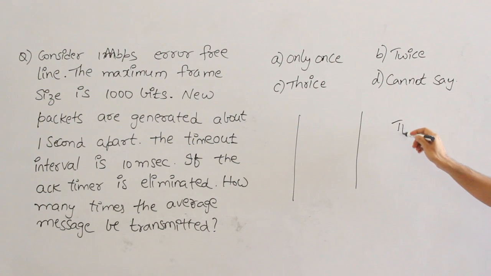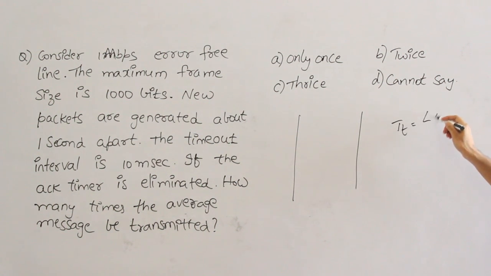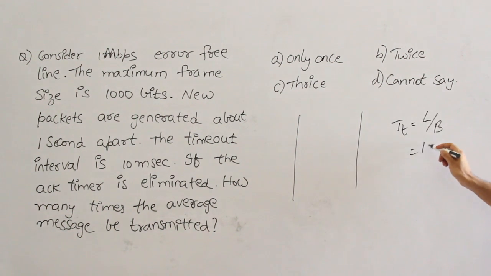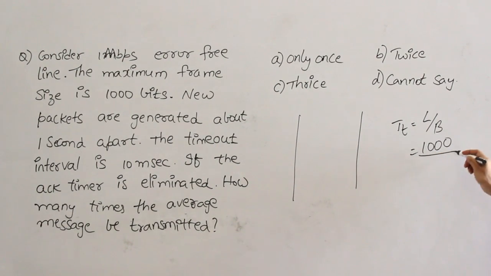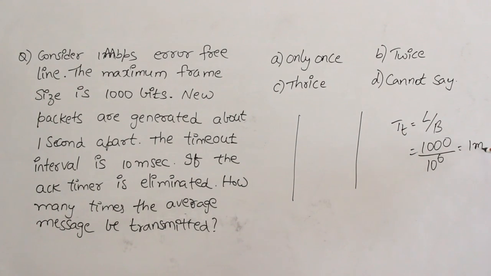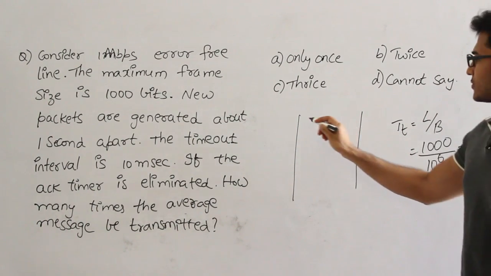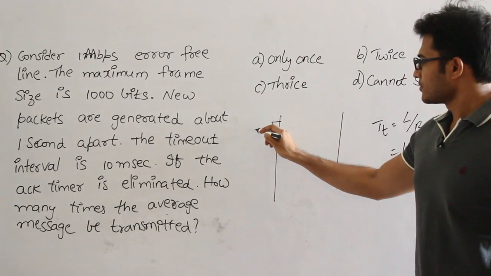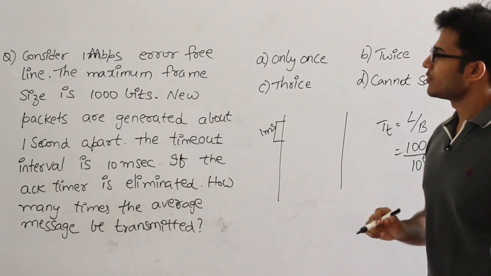Therefore what is TT? Transmission time equal to L by B. So what is the length of the packet? It is 1000 bits, as given. And what is bandwidth? Bandwidth is given as 1 Mbps, which means 10 power 6. Therefore transmission time is 1 millisecond. So this transmission time is 1 millisecond. That is what we derived.